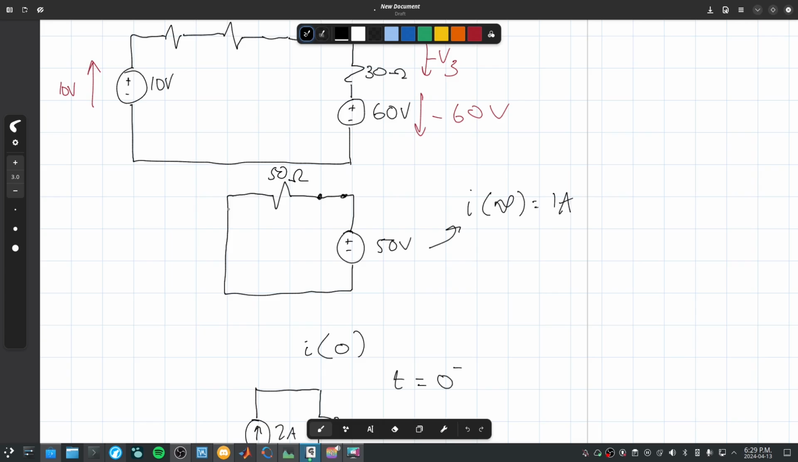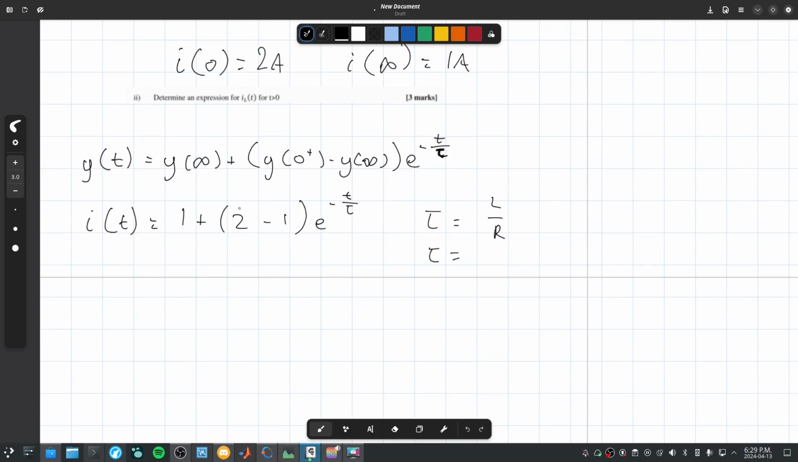So it's 2 times 10 to the negative 3 over 50. And if you do that, you get 4 times 10 to the negative 5.